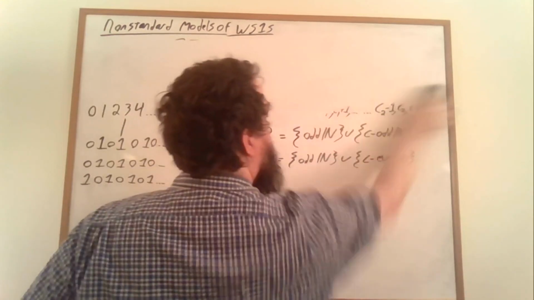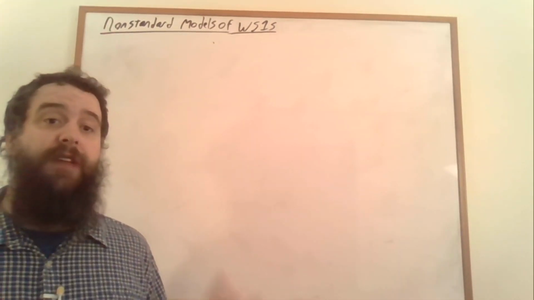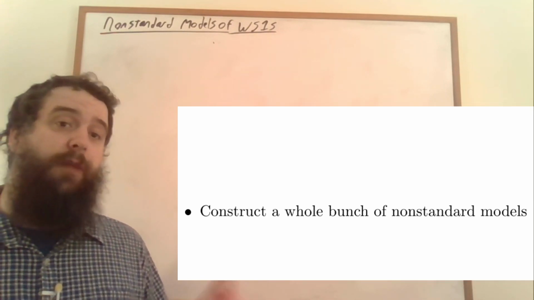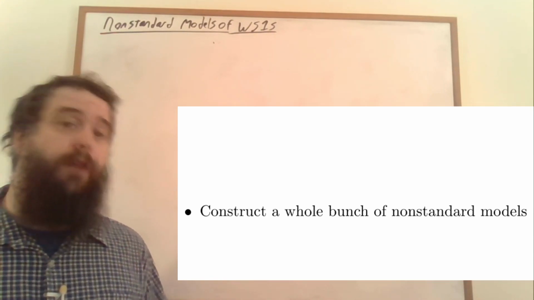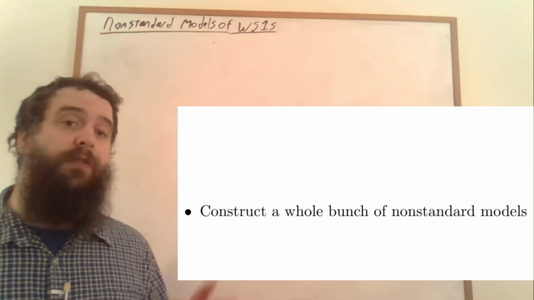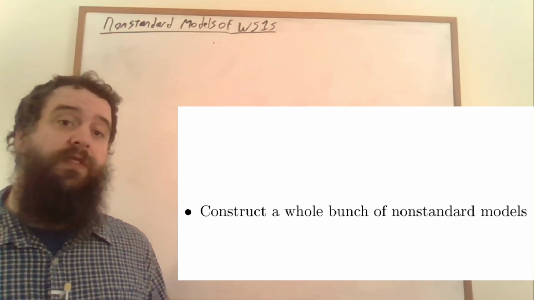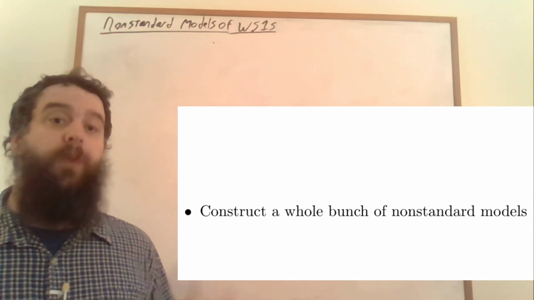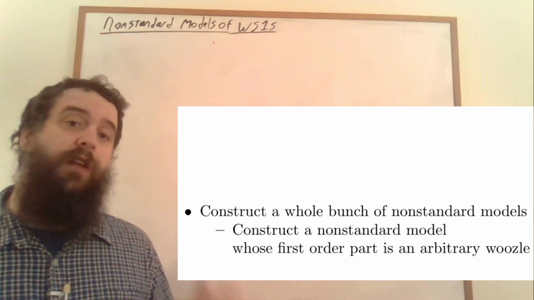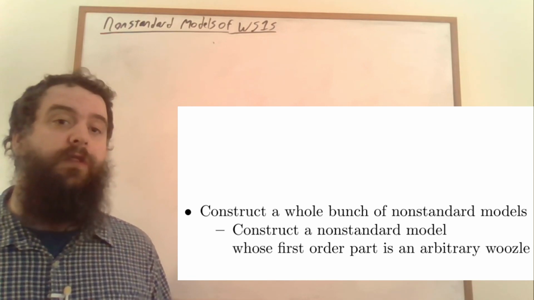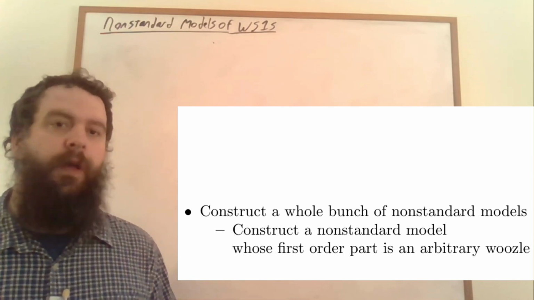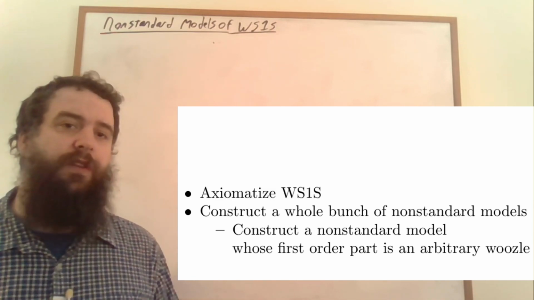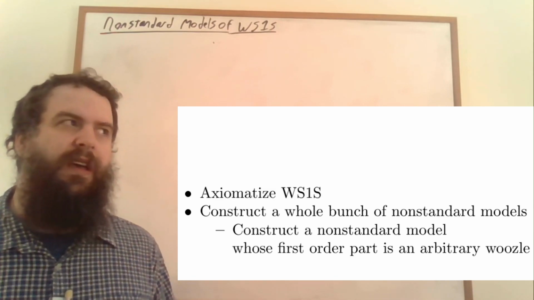So let me take a moment to outline the plans for the next handful of videos. I'm going to want to be able to construct a whole bunch of non-standard models in order to be able to argue about what sorts of things we can and cannot say in this particular logic. With my first goal being to construct non-standard models whose first-order parts are arbitrary woozles. But in order to do that, I'm first going to need an axiomatization of weak S1S.